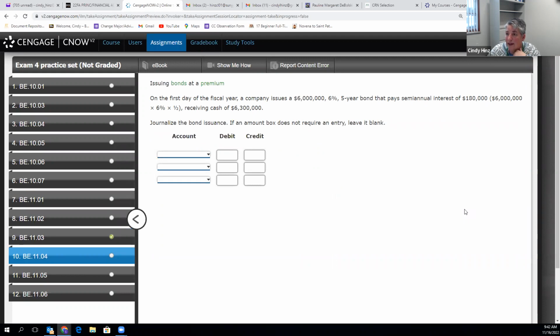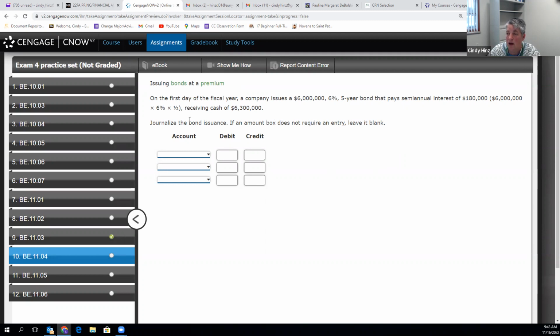And that would actually reduce the interest expense that we were reporting. So exercise 10 has us issuing bonds at a premium. So we know that the interest that we are paying makes our bonds more attractive. It is a higher rate of interest than the market is demanding for bonds of similar risk. So on the first day of the fiscal year, a company issues a $6 million bond. That's the principal or the face value. 6% is the face or stated interest rate. This is a 5-year bond, and it's paying semi-annual interest of $180,000, and it shows you the calculation.